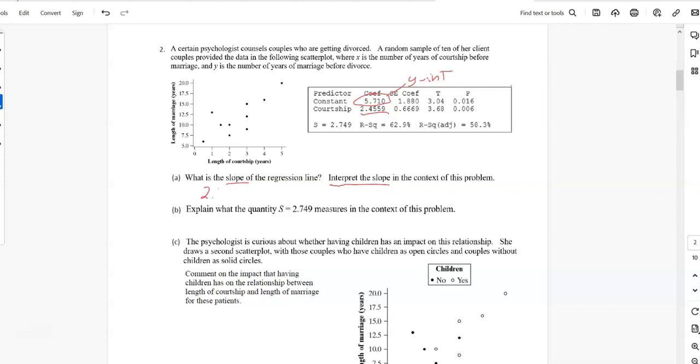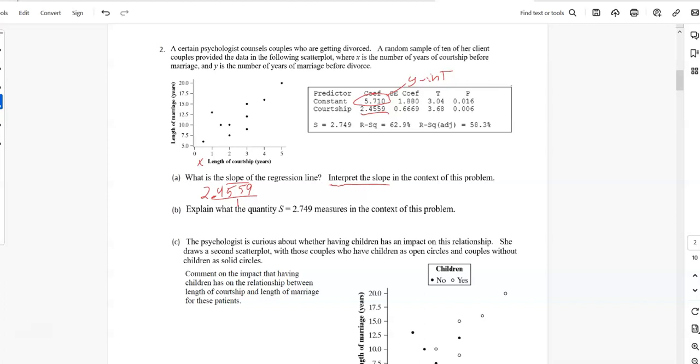It's 2.4559. I'm going to write divided by 1 just so we can see that as x and y. So this is x, is 1 there. So length of courtship. So every time you have 1 more year of courtship, your marriage lasts, we predict that your marriage will last 2.4559 years longer.